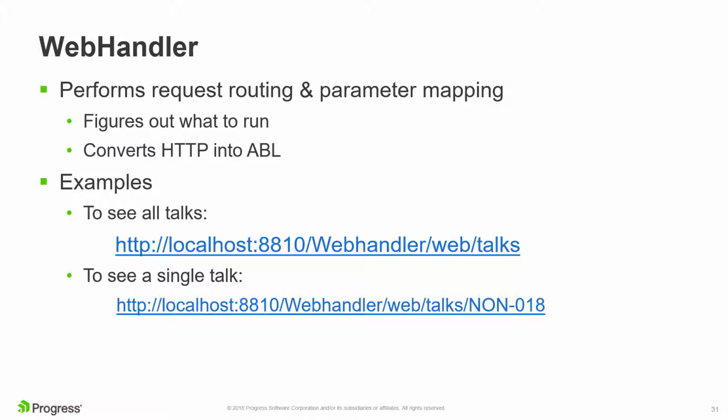In the examples you see here, the first URL will retrieve all talks, and the second will retrieve a single talk with a specific ID. You can see that this simplifies calling of the REST service since the ID is passed as part of the URL instead of in a JSON payload.